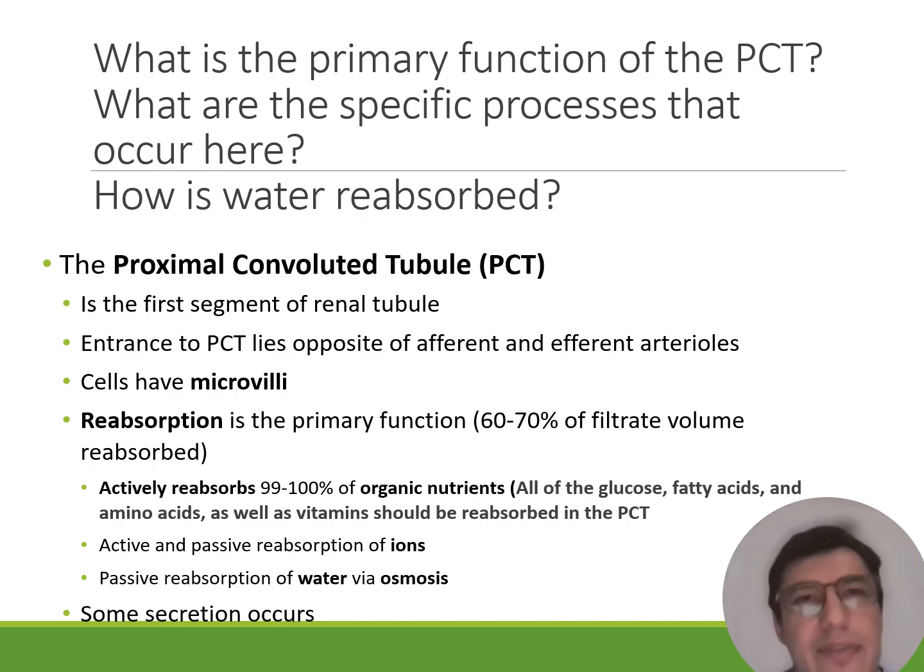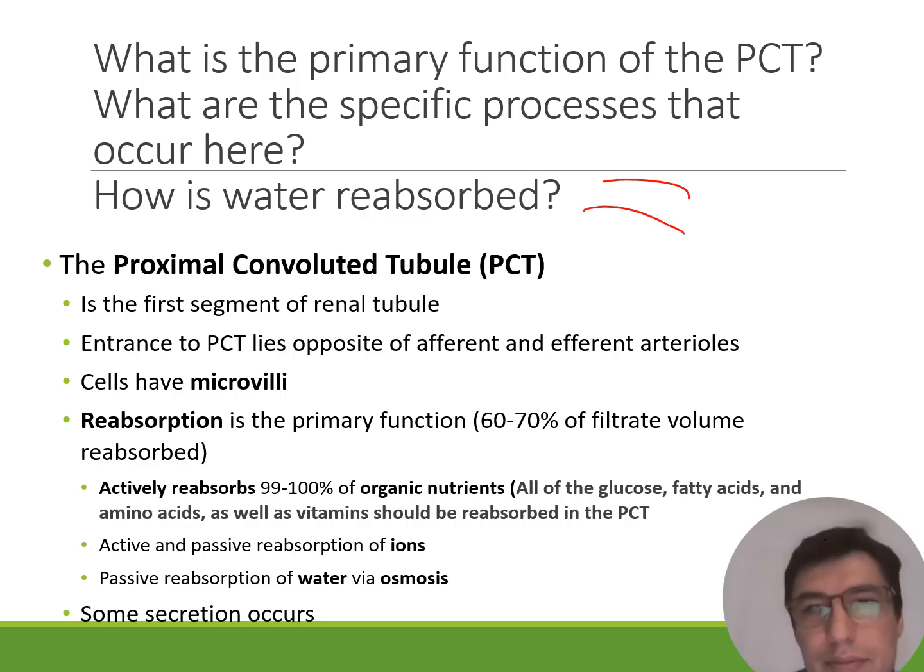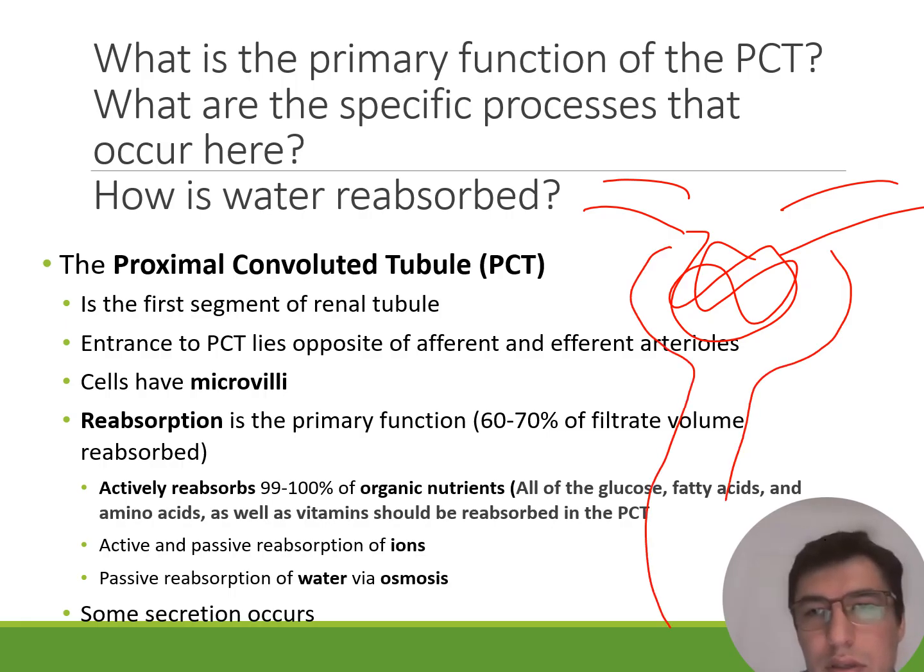Okay, let's dive into the actual reabsorption and excretion of molecules. What is the primary function of the proximal convoluted tubule? The main function is reabsorption. As we are filtering out all of that filtrate, remember that we have our corpuscle. There was a lot that left blood.